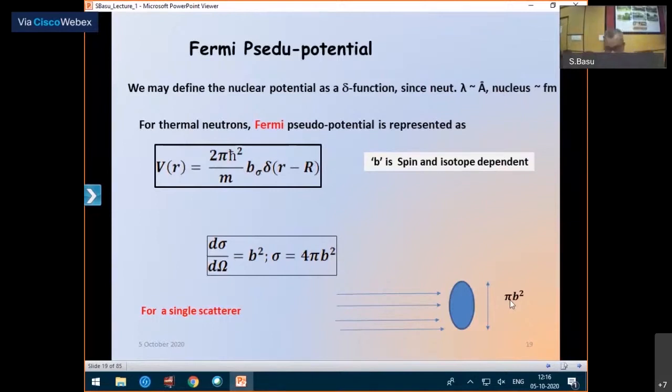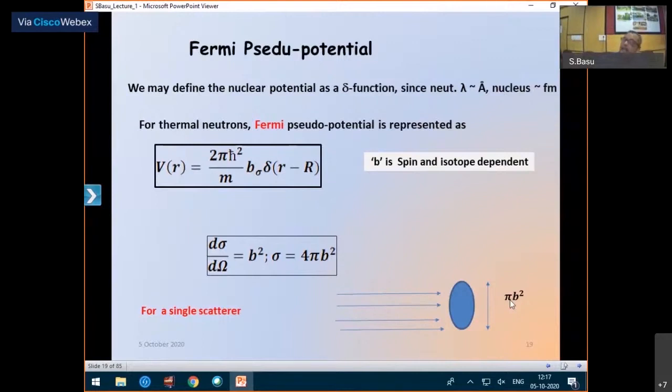Now, in the case of thermal neutrons, the neutron de Broglie wavelength is of the order of angstrom. Few angstrom, fraction of an angstrom, but of the order of angstrom. And the nucleus size is femtometer, around 10 to the minus 5 angstrom. So Fermi saw this and he introduced something known as the Fermi pseudopotential.